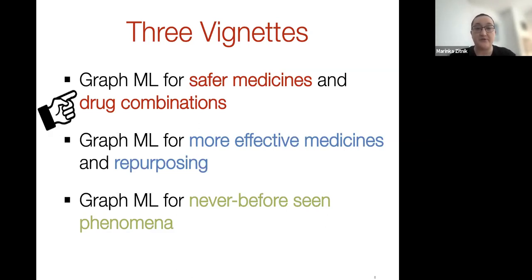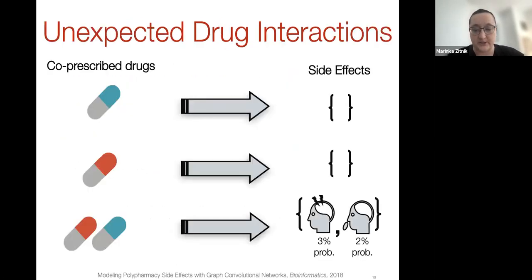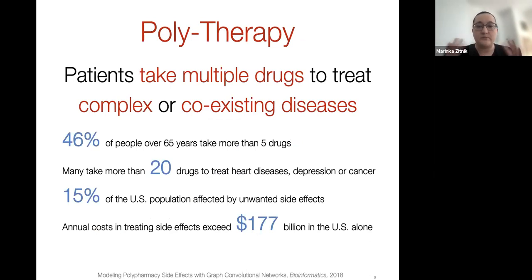Okay, so let's start with the first topic, which is that of drug safety and drug combinations. The context and motivation for this project is the following.